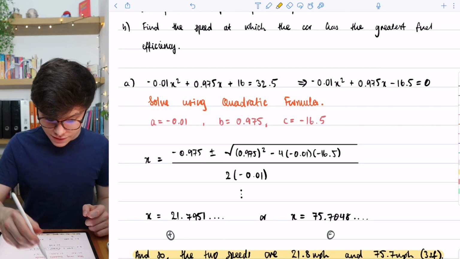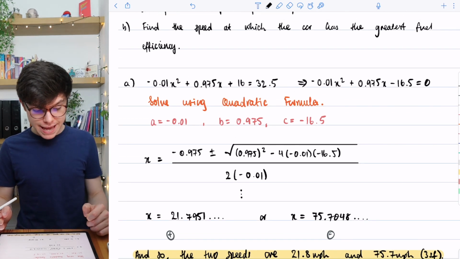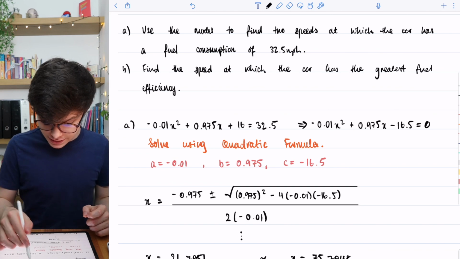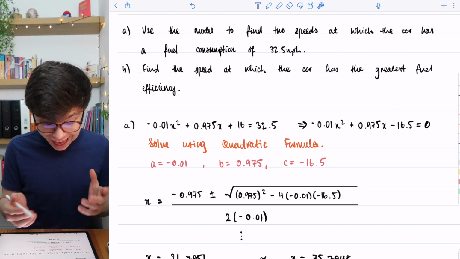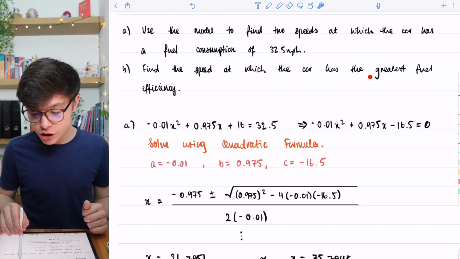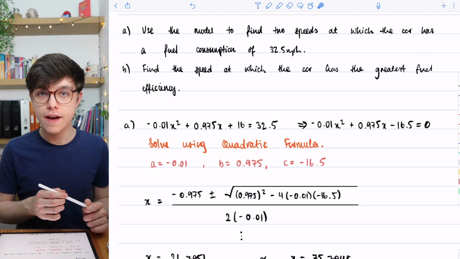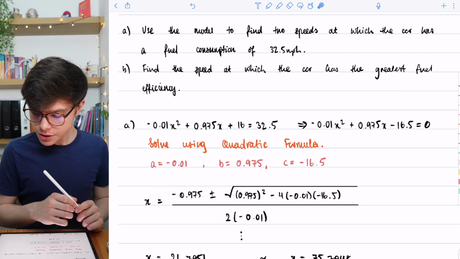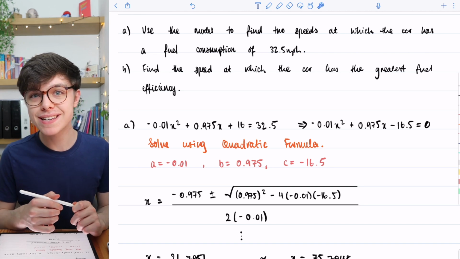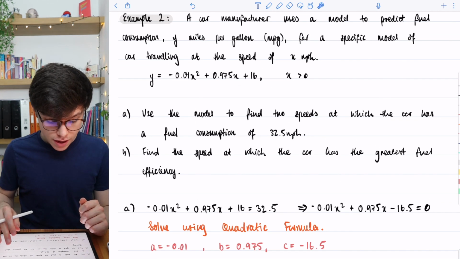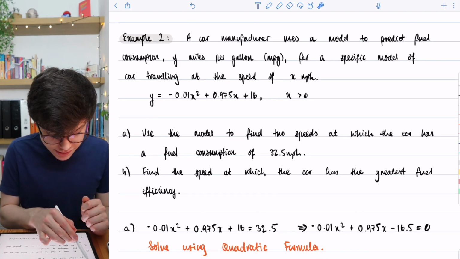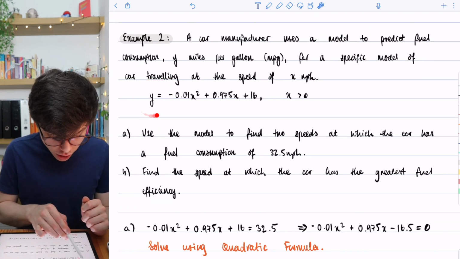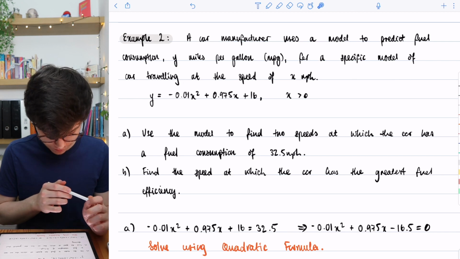Alright, last part of this question, we are nearly there. Part B said find the speed, so find the value of x at which the car has the greatest fuel efficiency. So we need to think, well, how on earth am I going to work out the greatest fuel efficiency? Well, the greatest fuel efficiency is the greatest value of y.